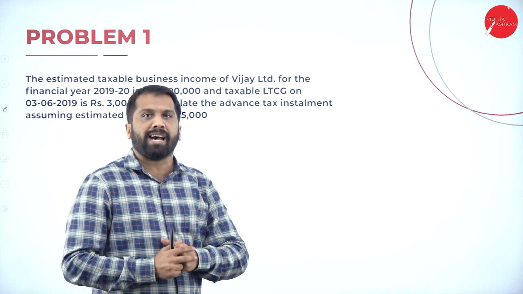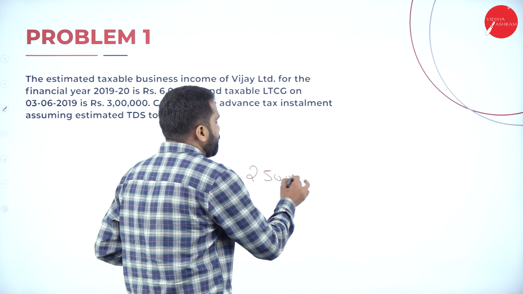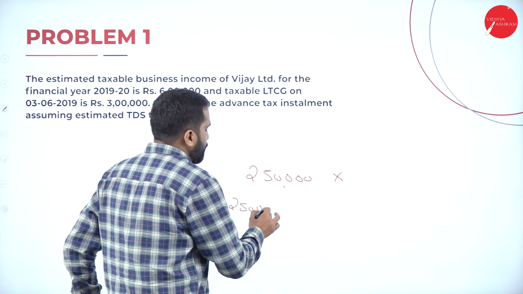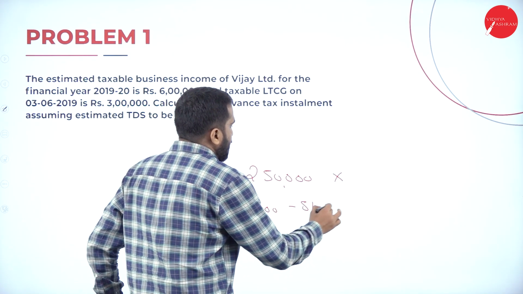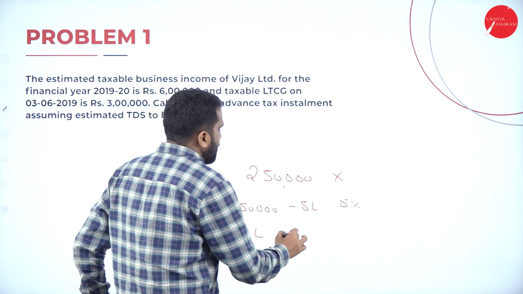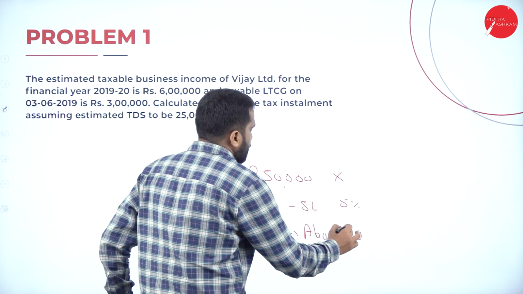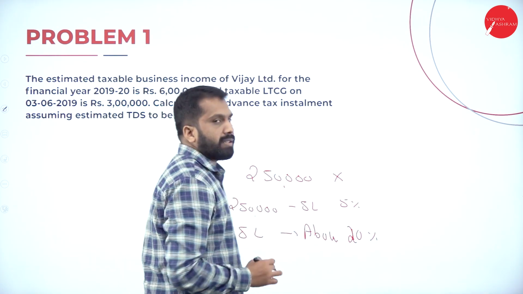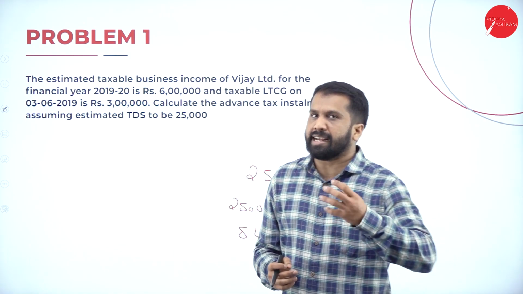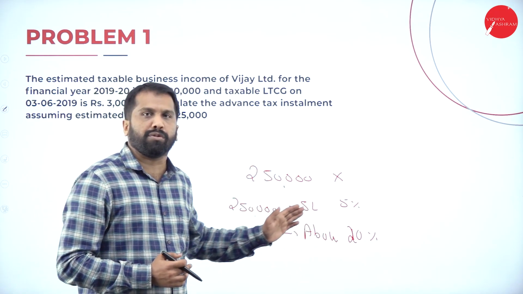What is your tax slab? Remember, up to 2,50,000, no tax. 2,50,000 to 5 lakh, it will be 5% tax. 5 lakh and above is 20% tax. So 5 lakh up to 10 lakh it goes to 20%, and 10 lakh and above it goes to 30%. These are the tax slabs you have so far.